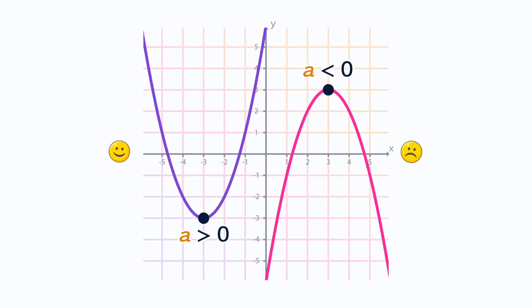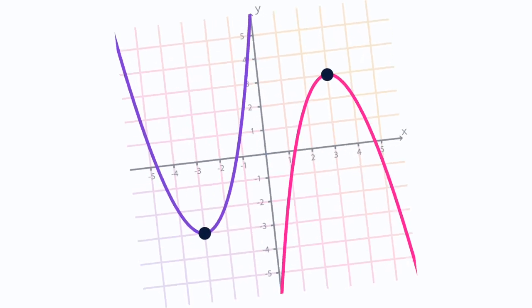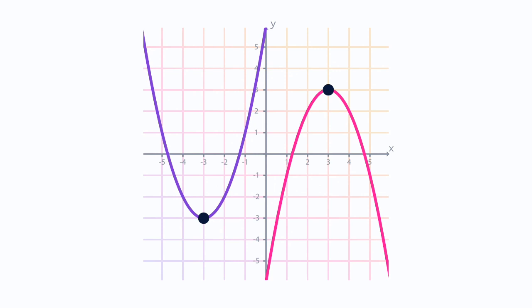Be sure to remember that graphs with a positive a value look like smiles, and graphs with a negative a value look like frowns. You can even think of the graphs as selfies of the expressions. Let's examine this a bit further.